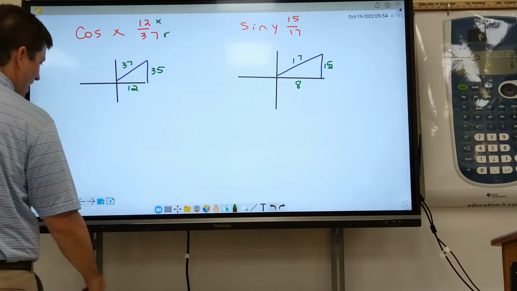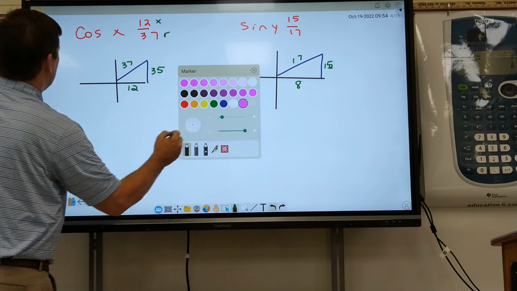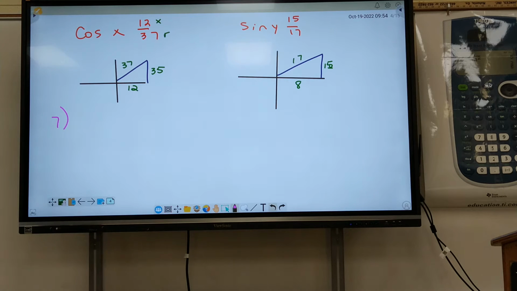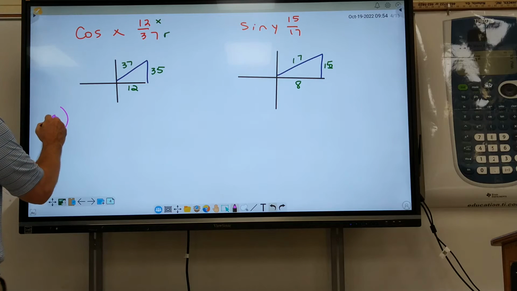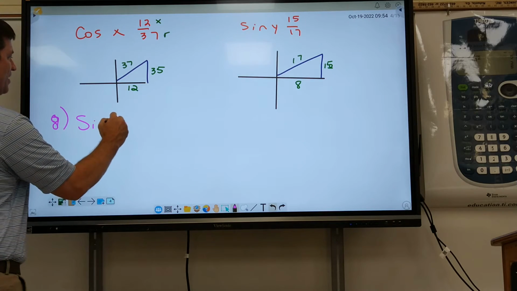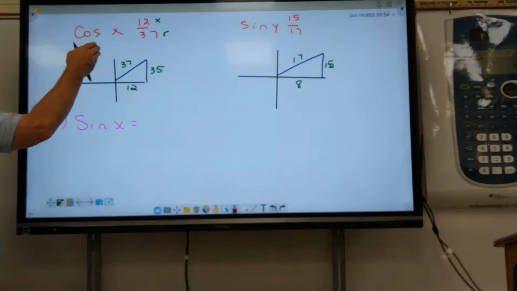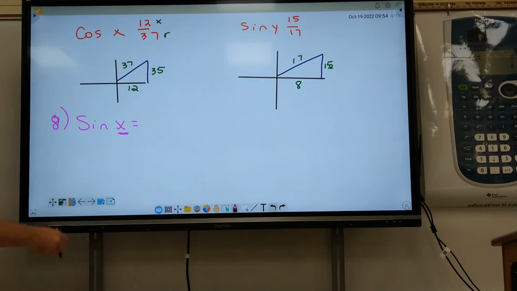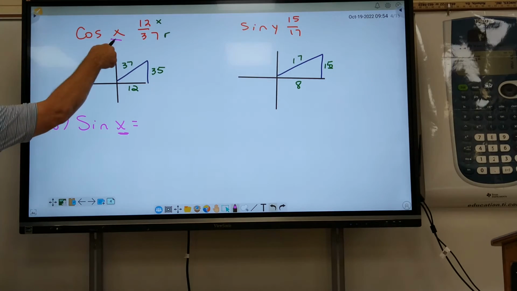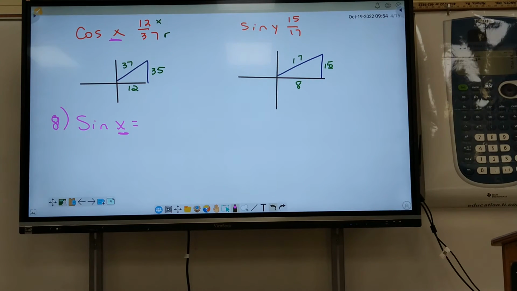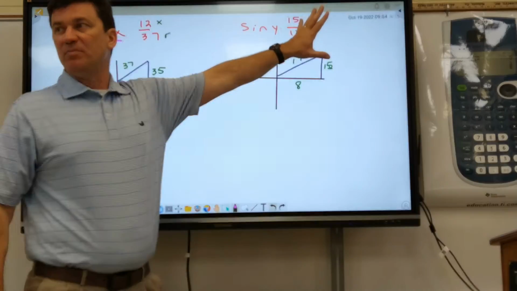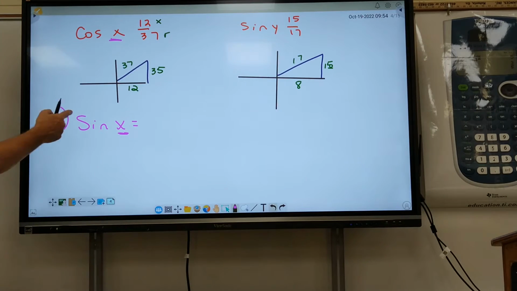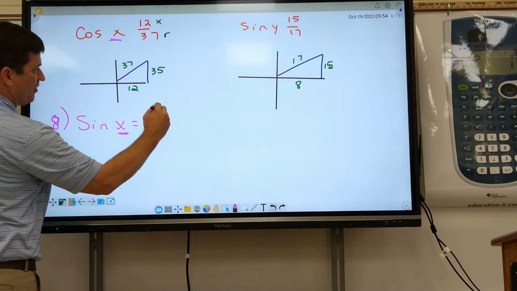All right, now 8, 9, and 10 should be really easy. Number 8 says sine of x. So which triangle do I look at? The first one or the second one? It says sine of x. There's your x. Remember, they're always in alphabetical order. X is going to be in the front, y is going to be in the back. So sine is y over r. Y'all got to do 35 over 37.